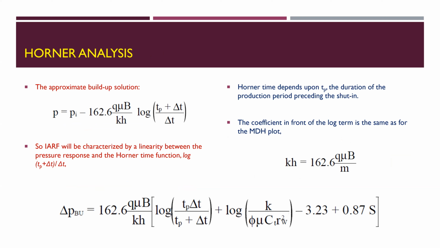In this case, the Horner plot extracted what we call Horner time. In Miller-Dyes-Hutchinson, the time was only delta T. However, here it will account for the historical production time, t sub P. So the equation will be solved, and this will be the final form.